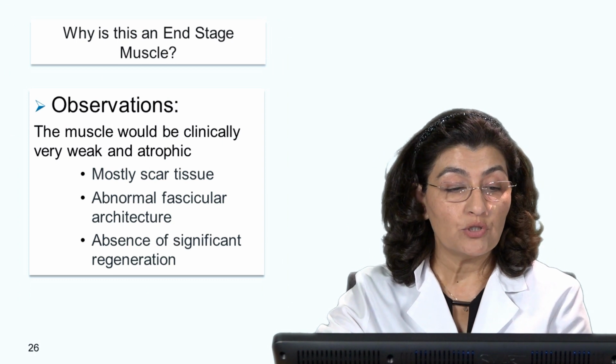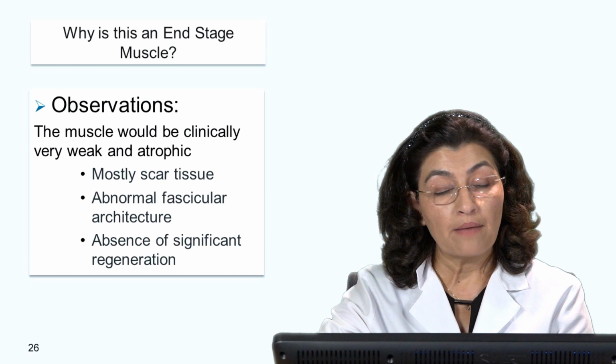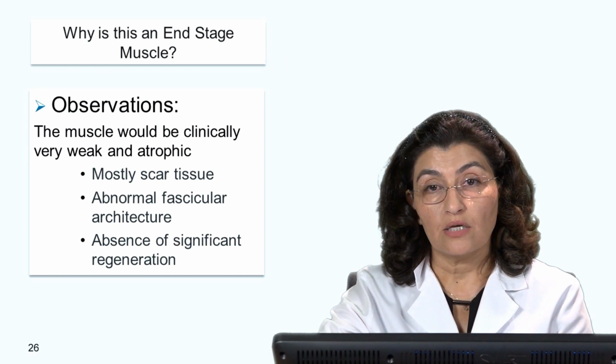Here you have what we just said about the scar tissue, abnormal fascicular architecture, absence of significant degeneration, which would define the end-stage muscle.